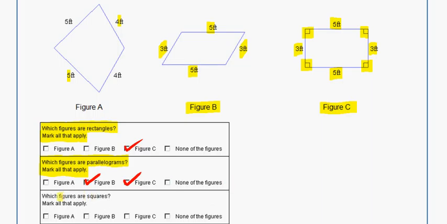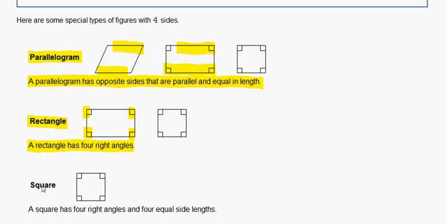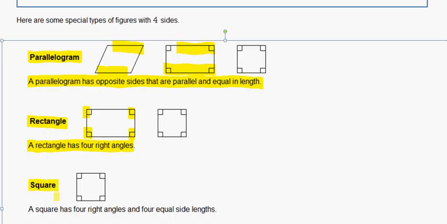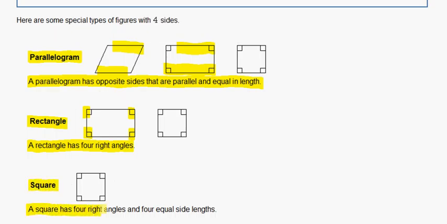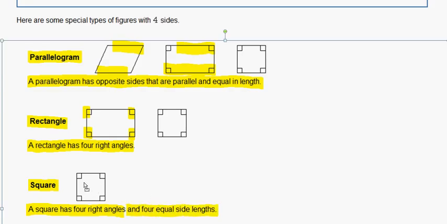Now let's look at question 3. Which figures are squares? Mark all that apply. So let's look at our definition of a square. A square has 4 right angles and 4 equal side lengths. So it has 4 right angles, like a rectangle, but in a square, all the sides are the same length.